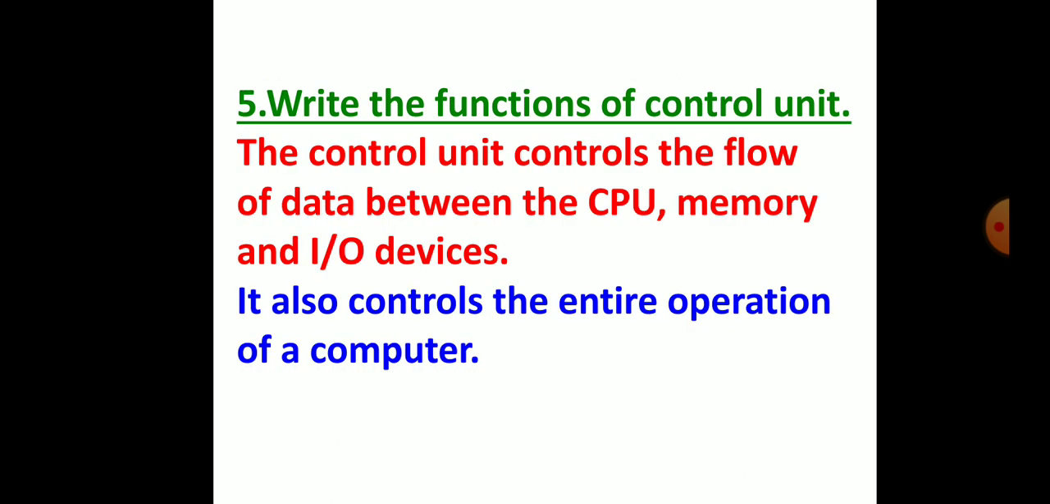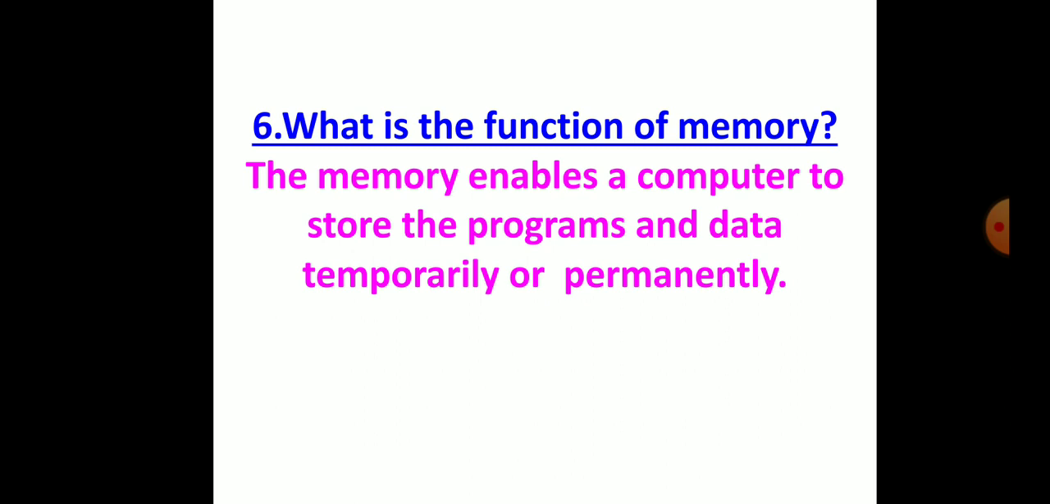Write the functions of control unit. The control unit controls the flow of data between the CPU, memory, and I/O devices. It also controls the entire operation of a computer. What is the function of memory? The memory enables a computer to store the programs and data temporarily or permanently.